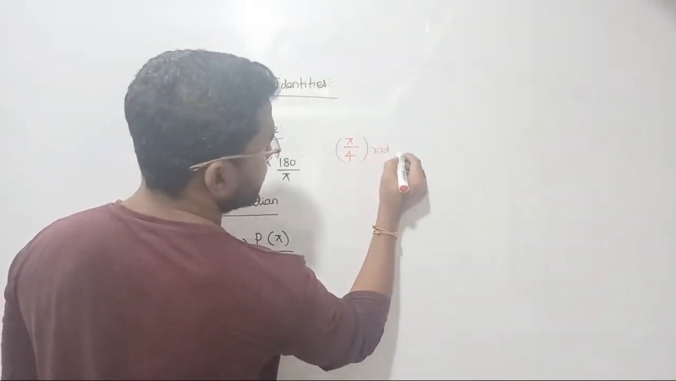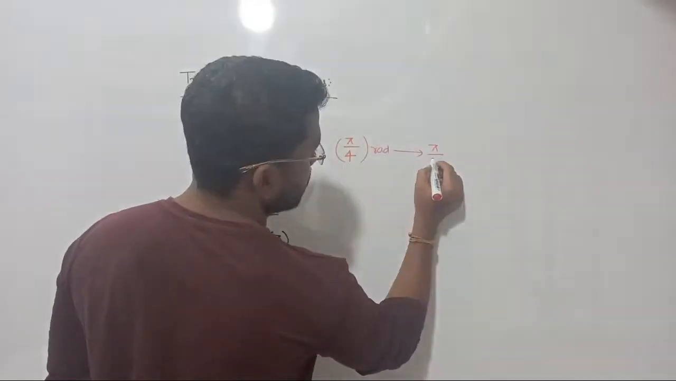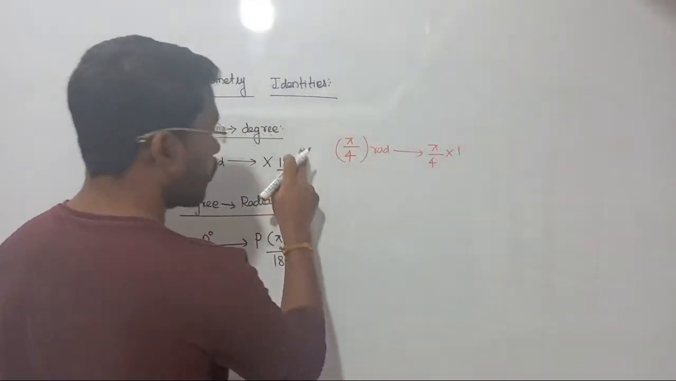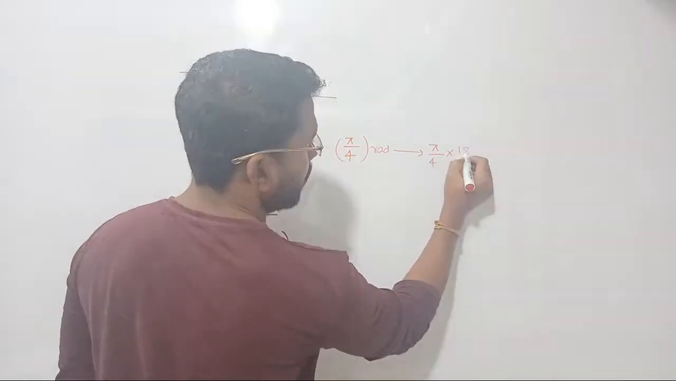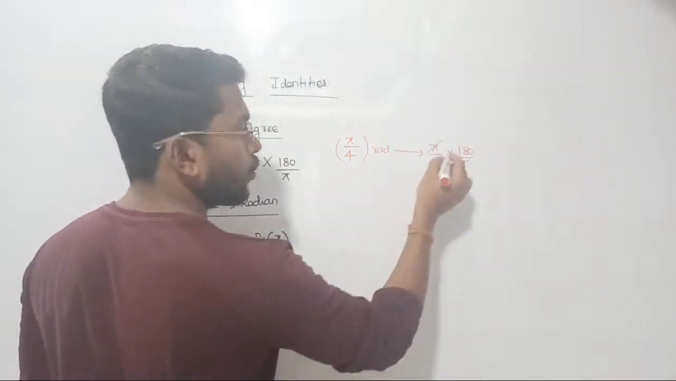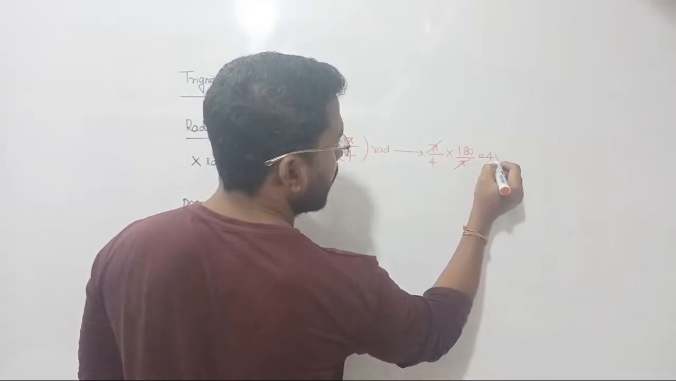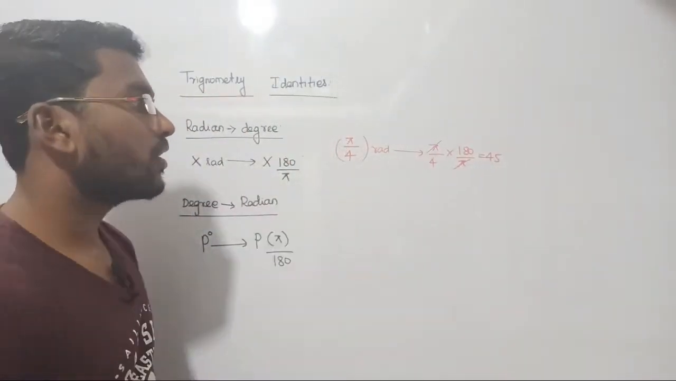I would like to know its equivalent degree value, right? I don't know. So what I have to do is take this π by 4, multiply it by 180 by π in order to transform the value from radian to degree. I'm multiplying it by 180 by π such that π gets cancelled, right? 180 by 4 will give you 45 degrees, right? So the equivalent degree value of π by 4 is 45 degrees.